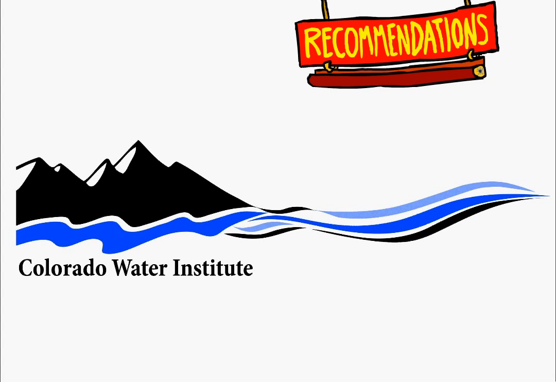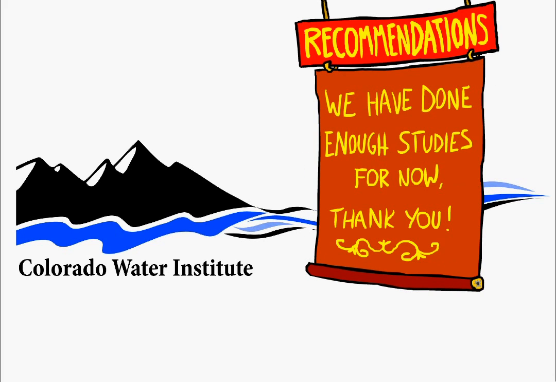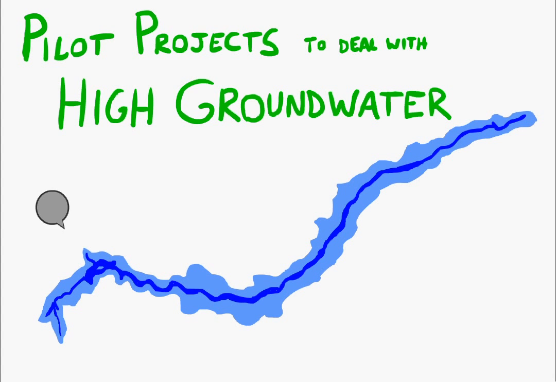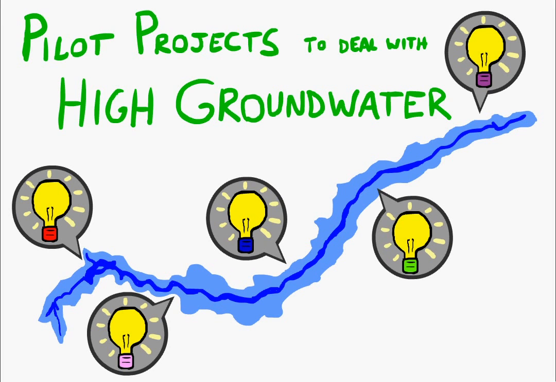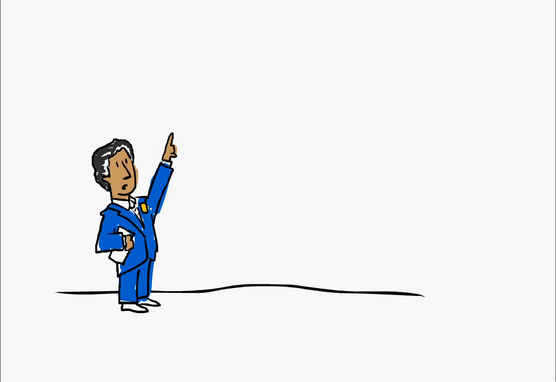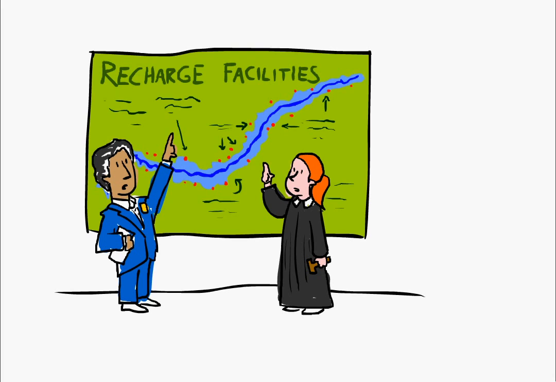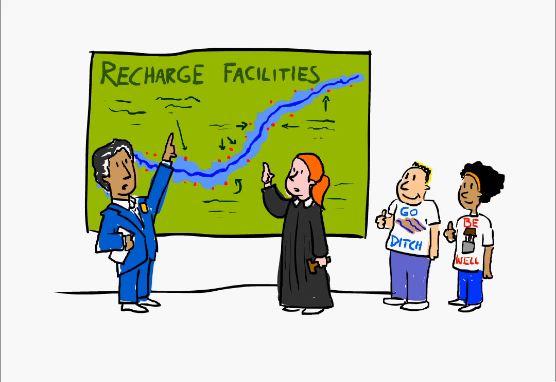So what did the Colorado Water Institute recommend? They did not recommend more studies. They recommended that pilot projects be set up to try new management techniques in localized areas to deal with high groundwater. They recommended that the state engineer be given additional authority to consult with the water court to alter the management of recharge facilities that are causing localized problems, but in a way that doesn't harm well users or surface water users.